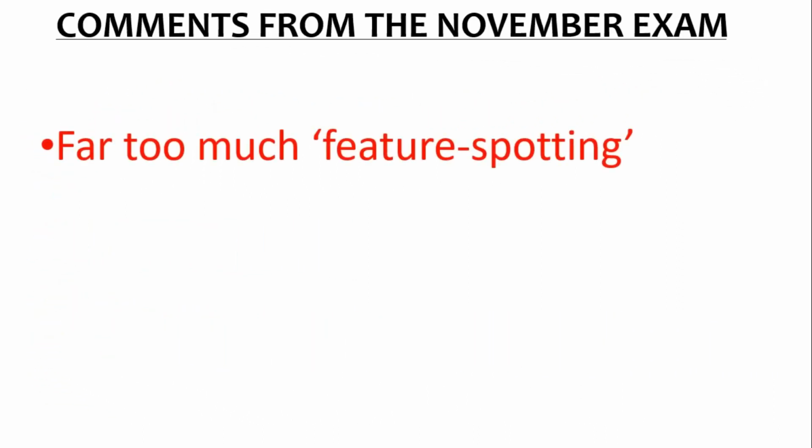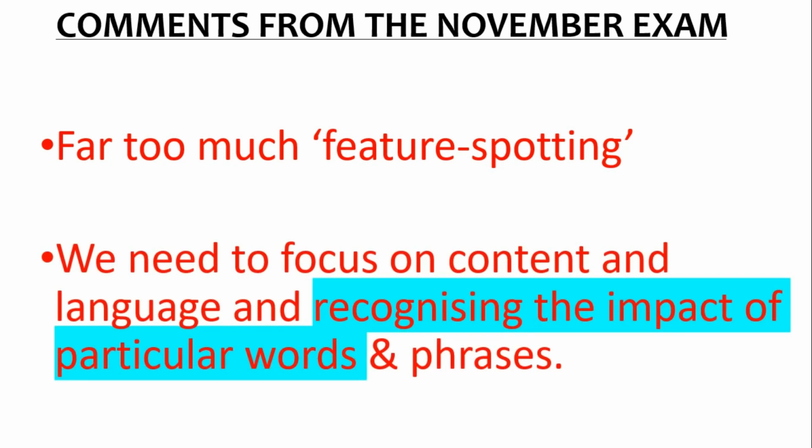Also, we had far too much feature spotting. This means students will spot a simile and say something like, this simile makes it more interesting for the reader. You're not going to get any marks for just saying that's a simile. I wouldn't even really talk about similes and metaphors and alliteration too much, but if you want to, you've got to say the effect that using that technique has on the reader.